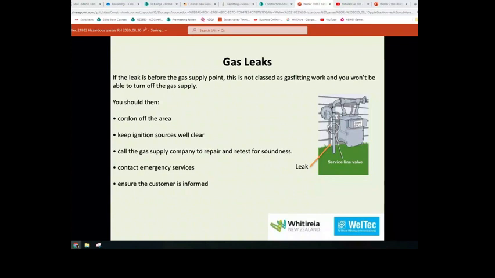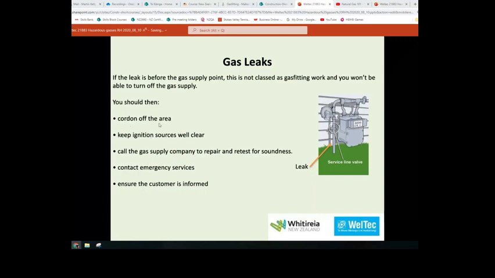Newer ones have a lever action ball valve, so they're a bit more obvious. They only go so far, but the old ones just turn round and round. They're like a block valve with a hole in the middle of it, sort of a wedge. So they do turn off. So just be careful there.